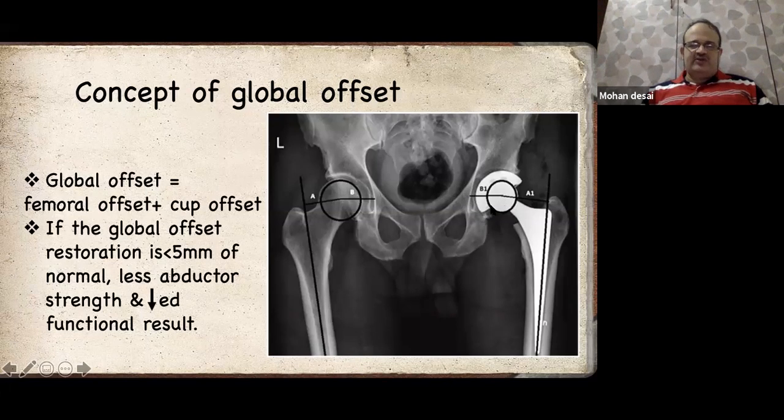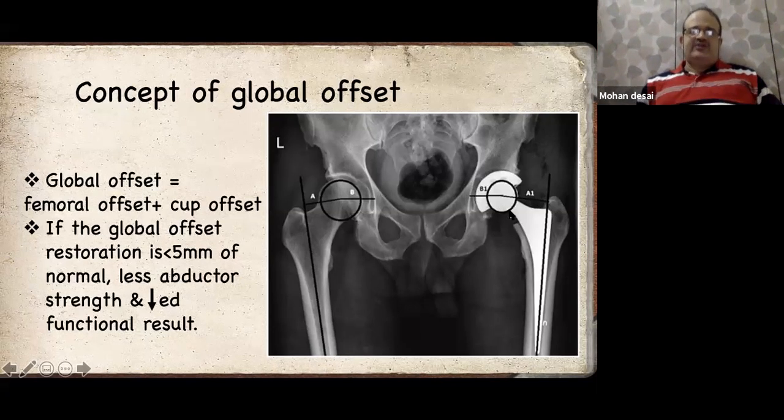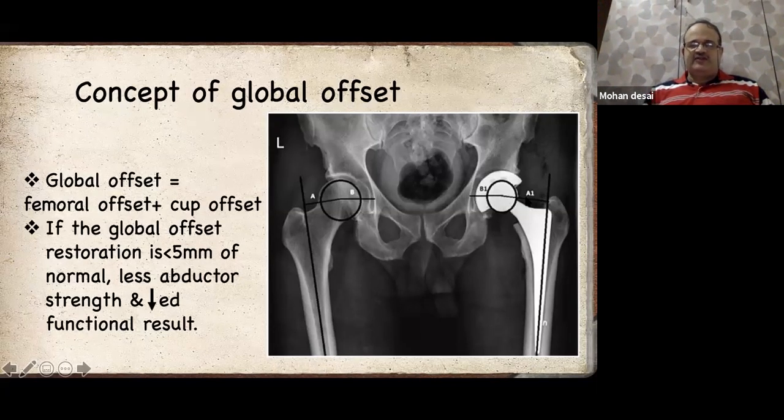So what we usually do is Charnley taught us to medialize the cup. So you slightly medialize the center of the acetabular cup. The teardrop to the center of the hip represents the acetabular offset. So if you are medializing it, you need to increase the femoral offset in order to simulate or equalize the native global offset. Otherwise, the native global offset will be reduced.